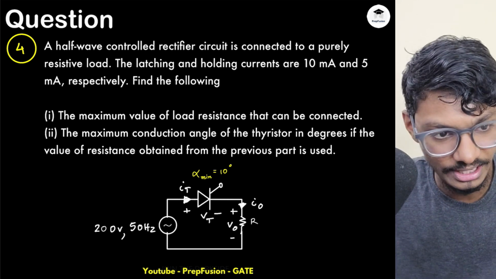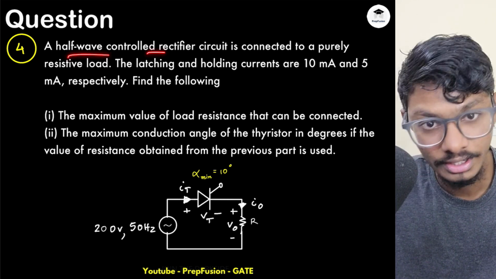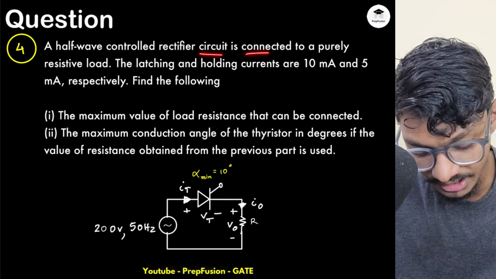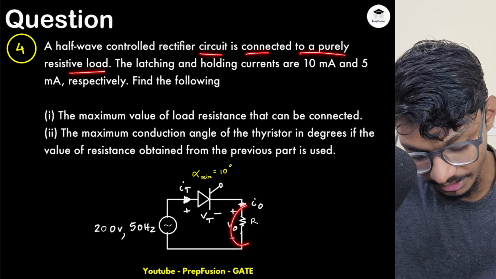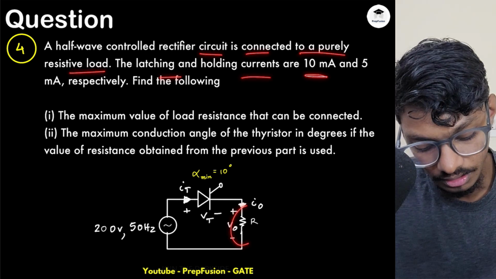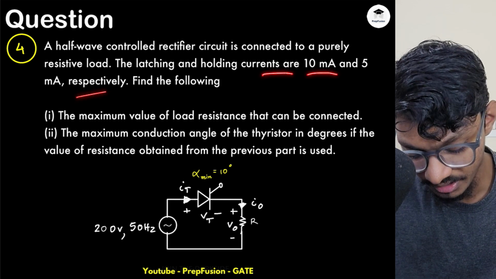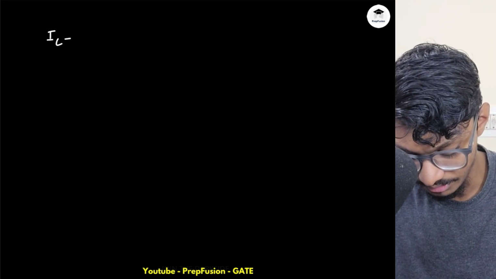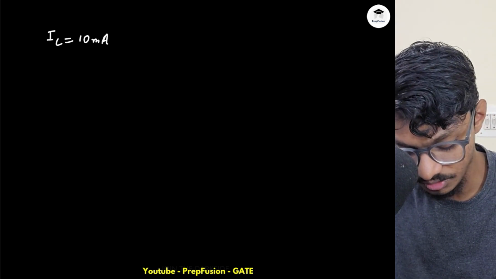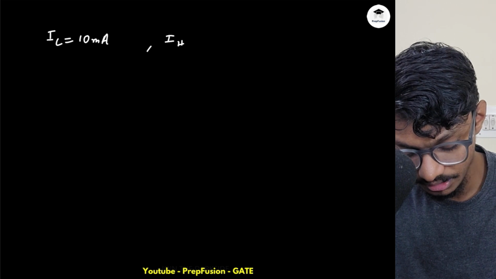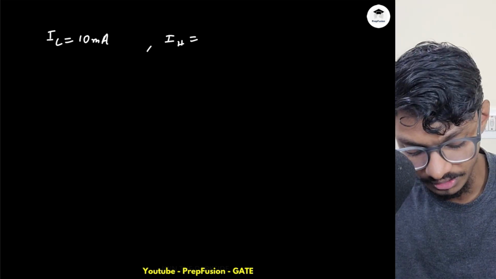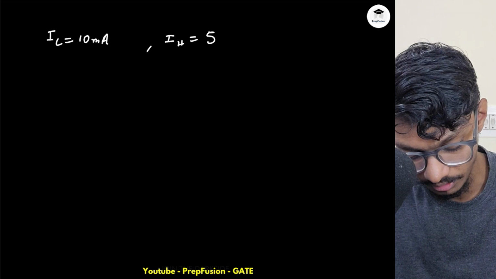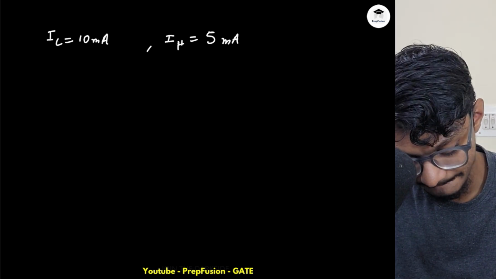In the second question, they have told us a half wave controlled rectifier circuit is connected to a purely resistive load. The latching and holding currents are 10 milliampere and 5 milliampere. So this SCR is not totally ideal because it has some non-zero latching current IL, the current at which it starts to conduct, and IH, the current below which the SCR will turn off after it has been turned on. These are the definitions.